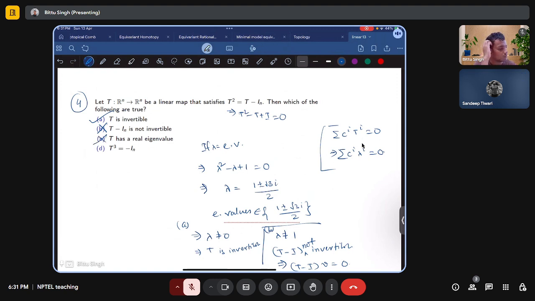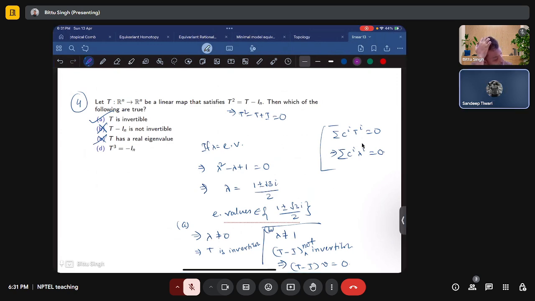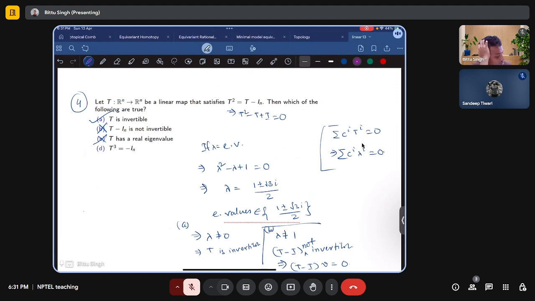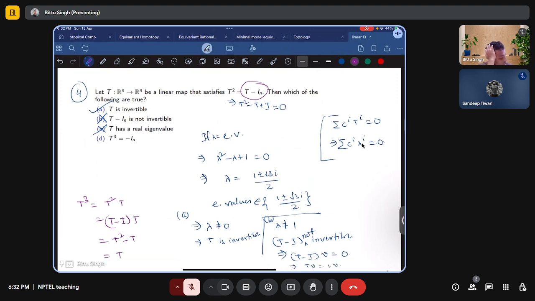Now, what about the last one? This is correct. We can see the last one because T square is T minus I. So what about T cube? T cube is T square times T, but T square is T minus I. So T minus I times T is again T square minus T, but T square is again T minus I. So it will cancel and we will get minus I. So D is correct.